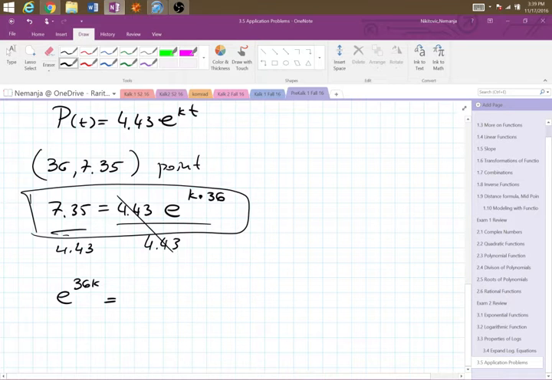It's amazing that I can't get the calculator to work. 7.35, hopefully it works better. Do we all get 1.659? Yeah. 4 decimals? What happened? Bless you.